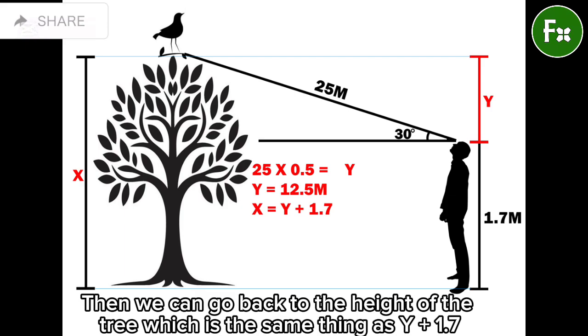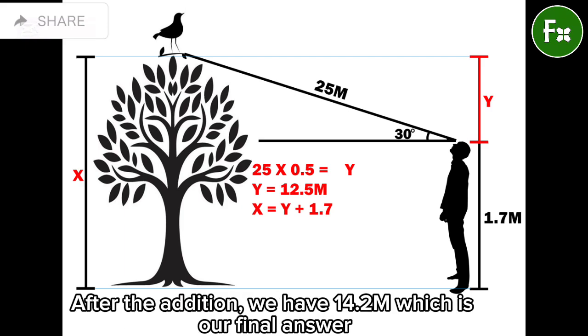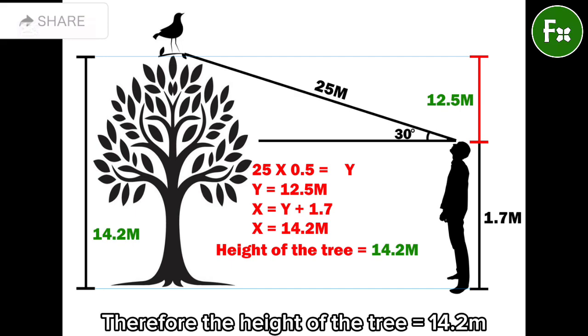Then we can go back to the height of the tree, which is the same thing as y plus 1.7. After the addition, we have 14.2 meters, which is our final answer. Therefore, the height of the tree equals 14.2 meters.